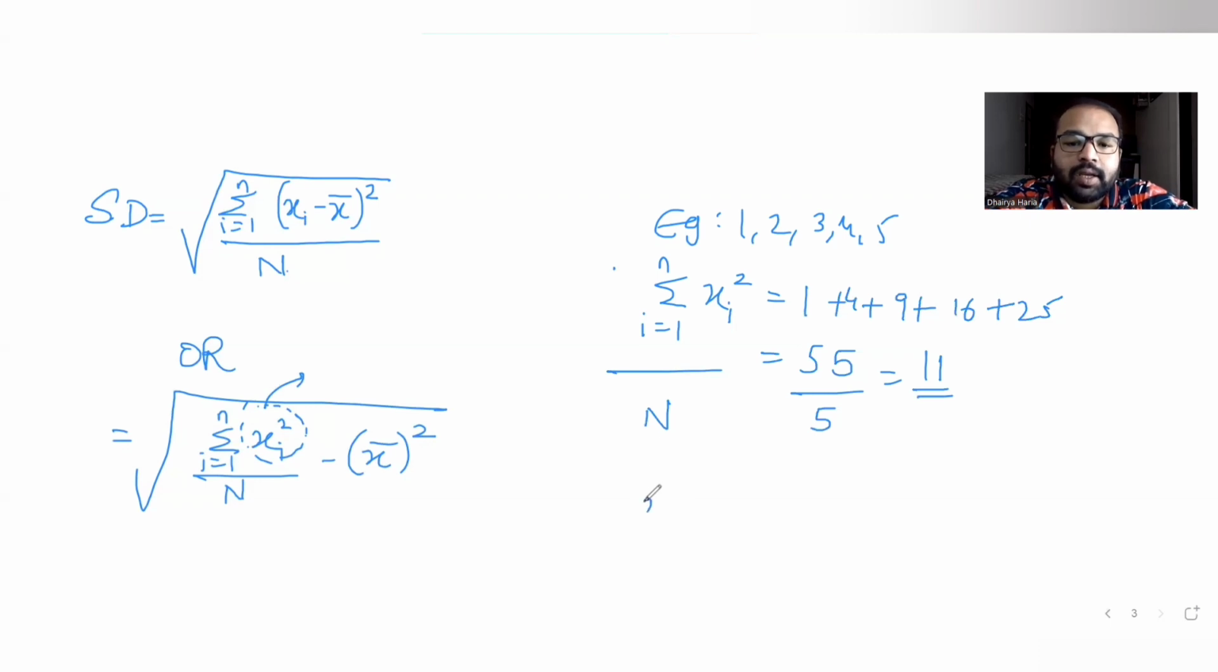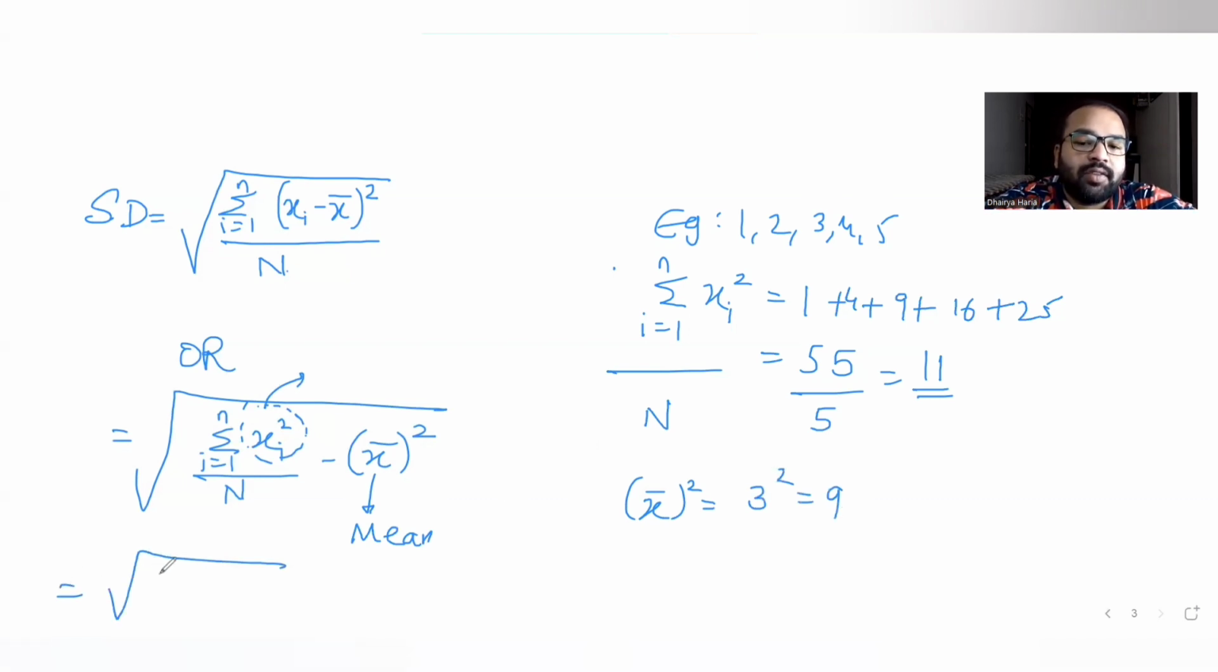Further, it says x bar the whole square. x bar is nothing but what? The mean of the list. So the mean of this list is 3. So 3 square, that is 9. So I can just put in the answer and I get the standard deviation directly, 11 minus 9. So it becomes root 2. This is how simple it becomes when you use this formula.